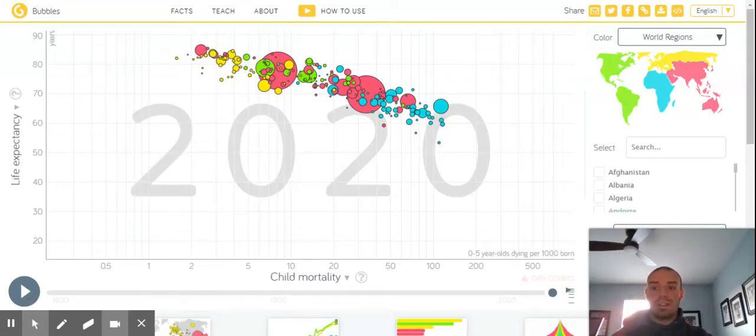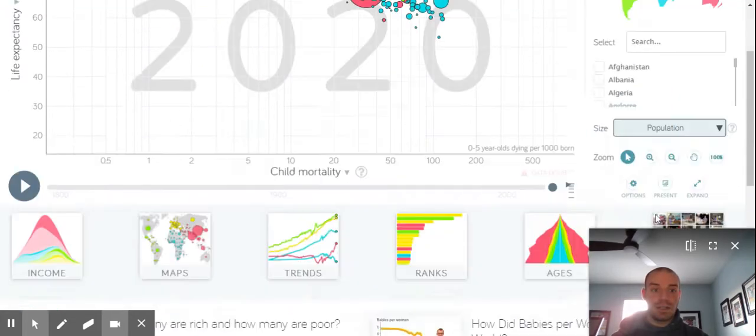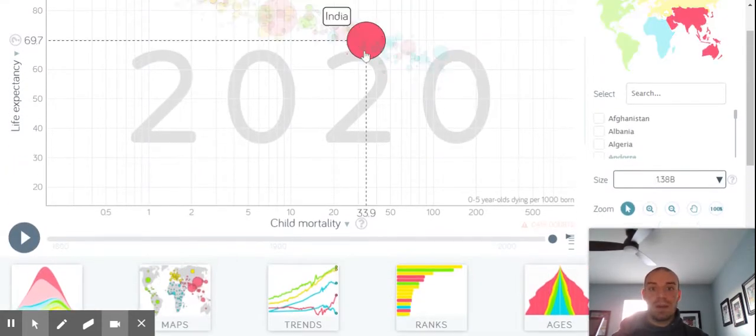So, one of the graphs that I decided to explore was a bubble chart. I explored it on Gapminder, which I found to be really interesting. And the cool thing about the bubble chart here is it's showing the relationship in bubble charts in general, not just two variables like you would see in a scatter plot, but between three variables where we're not only looking at life expectancy and child mortality, which I thought would be interesting to see the relationship, but also including population.